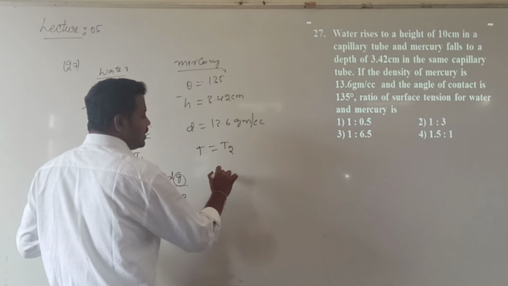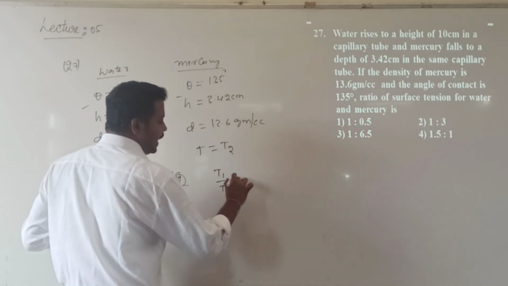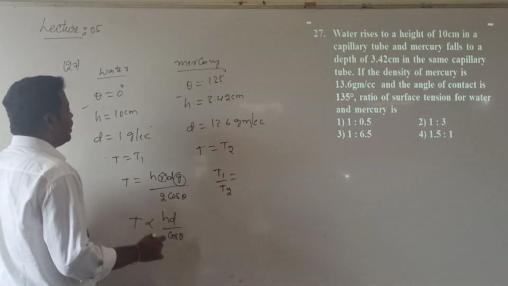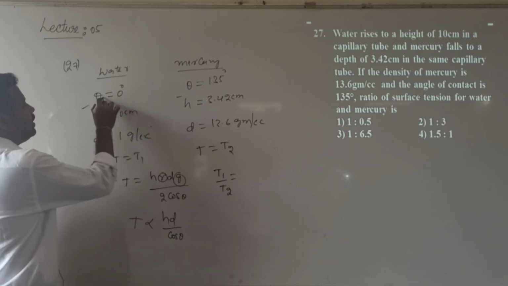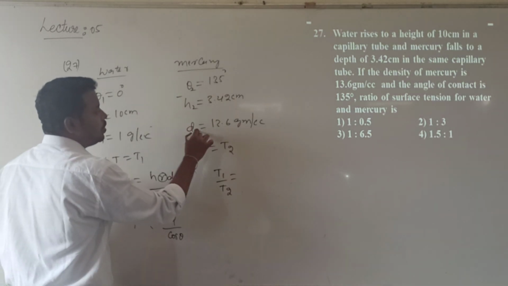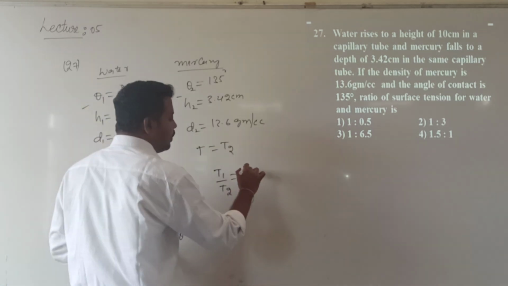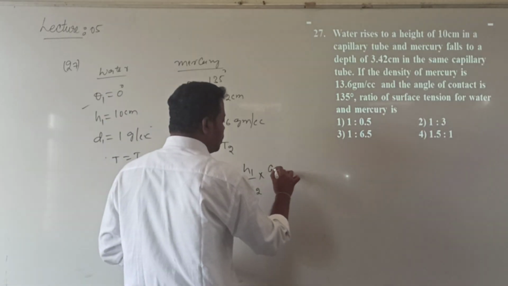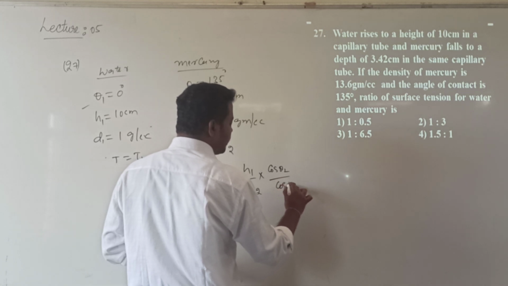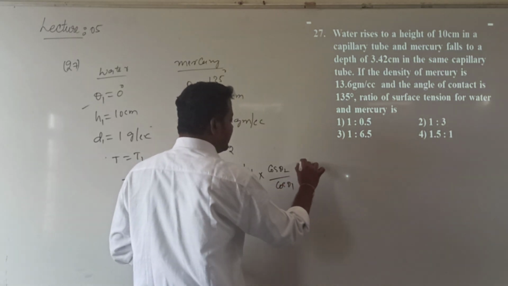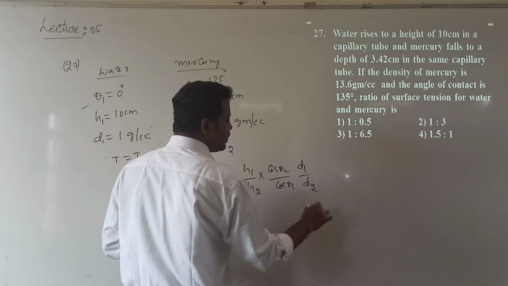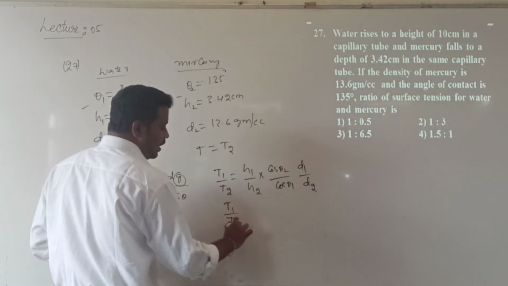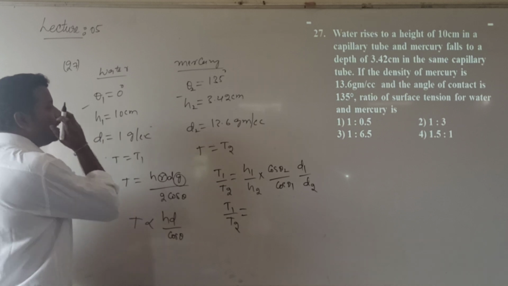So what do I get as the answer for T1 by T2? T1 is the surface tension of water, T2 is the surface tension of mercury. I call the values h1, theta 1, d1 and h2, theta 2, d2. Then T1 by T2 is given by h1 by h2 into cos theta 2 by cos theta 1 into the density ratio, d1 by d2. Then substitute the values.